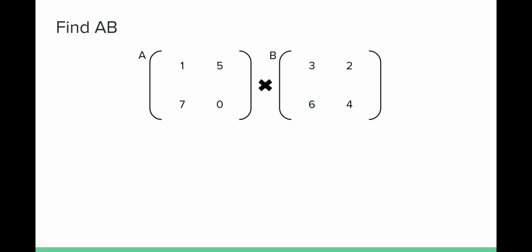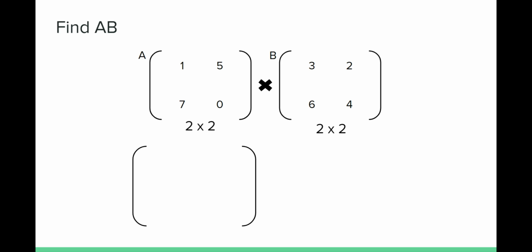Our first example is to find AB. So in order to multiply a matrix, the simple rule is that you multiply the rows by columns based on the location of the entry. So since each matrix is a 2 by 2, the resulting matrix should be a 2 by 2, and we are able to multiply them because the columns of matrix A is equal to the rows of matrix B.